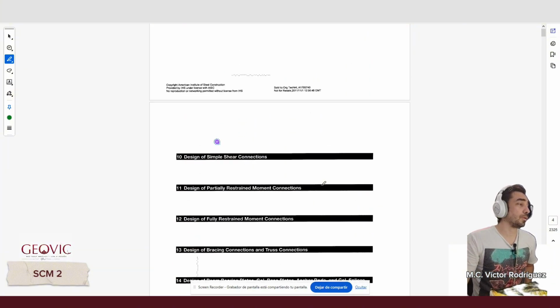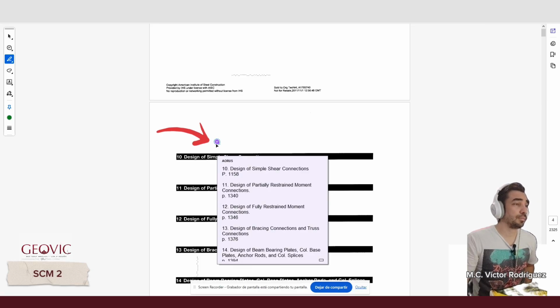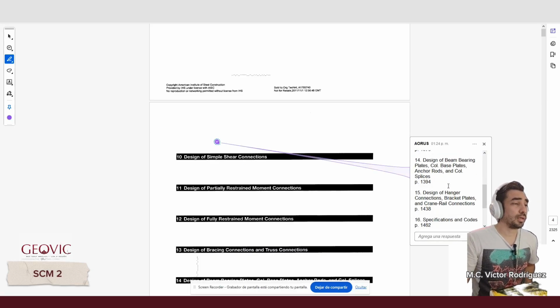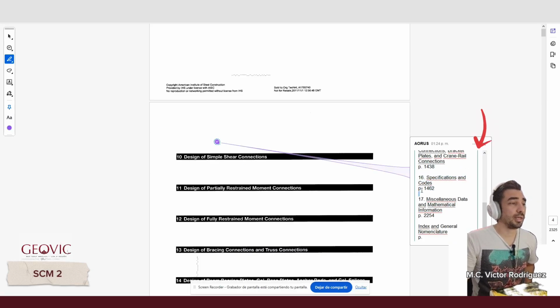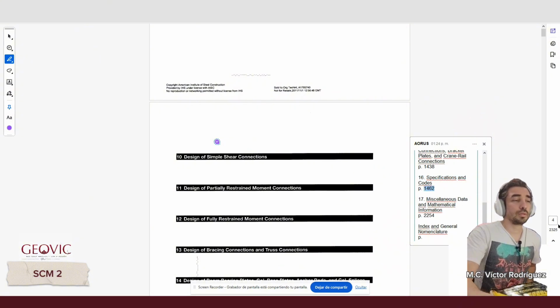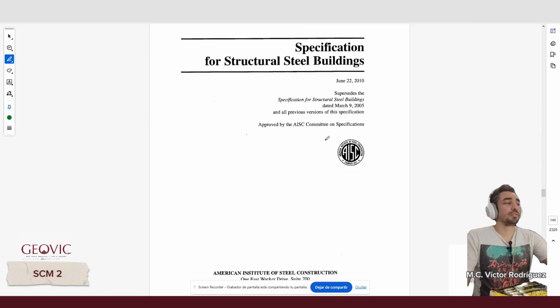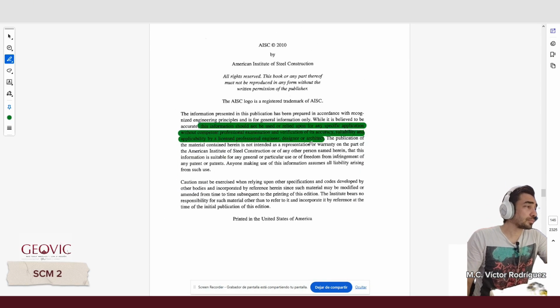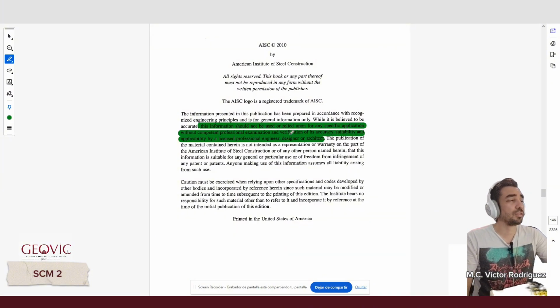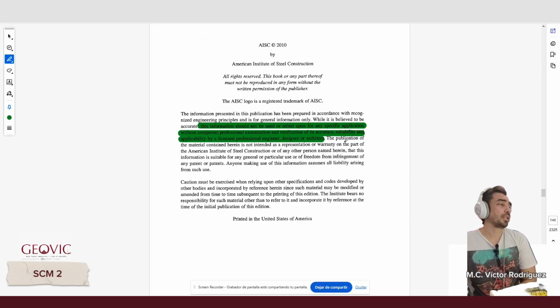If we check the comment section that I created, we can see the specification is on page 1462. Let's check the specification. It says this information should not be used or relied upon for any specific application without competent professional examination and verification of its accuracy, suitability, and applicability by a licensed professional engineer, designer, or architect.